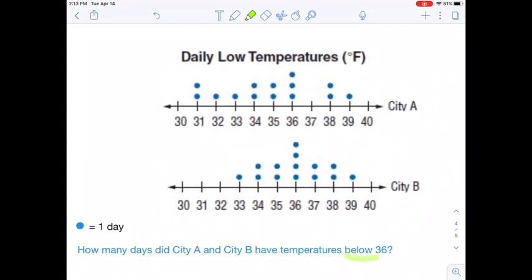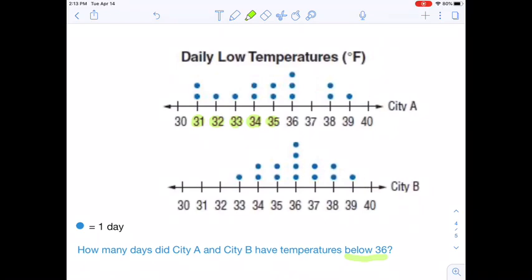Is 31 below 36? Yes, we have to include it. Is 32 below 36? Yes. Is 33 below 36? Yes. Is 34 below 36? Yes. Is 35 below 36? Yes. Is 36 below 36? No. 36 is not below 36. It's equal to it, so I can't include it. So that would be city A.